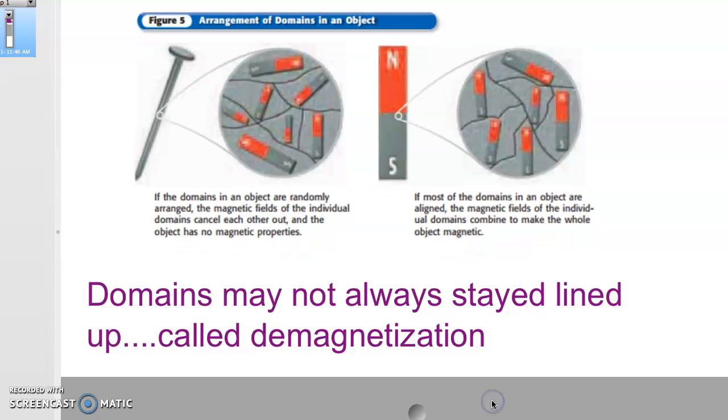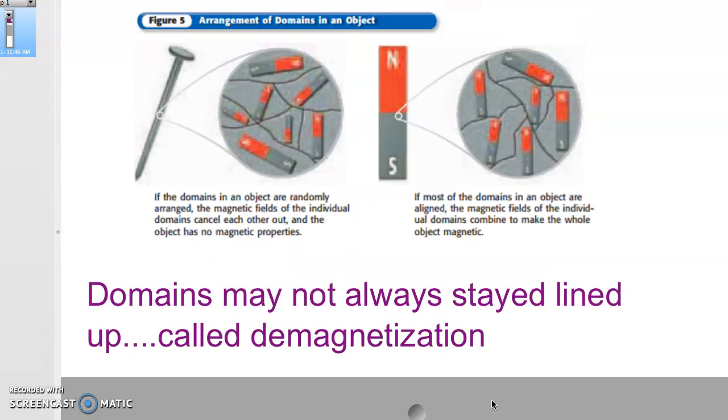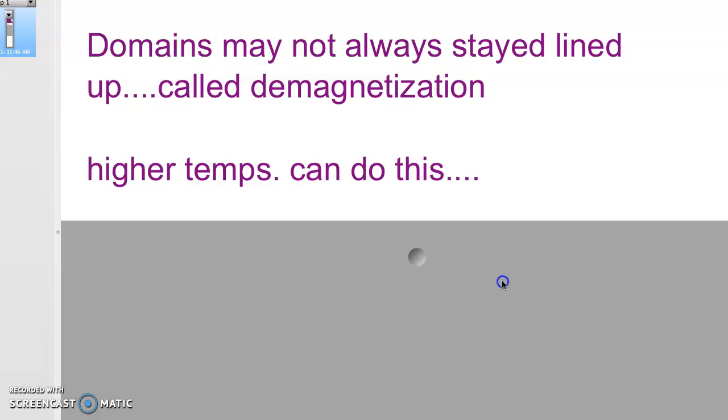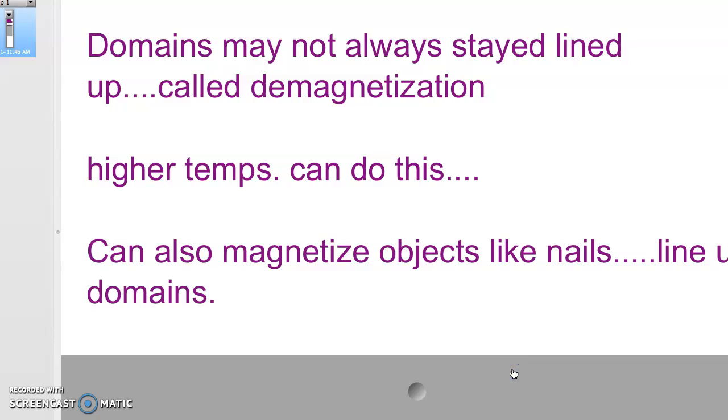They may not always stay lined up, and so magnets can become what we call demagnetized. We call that process demagnetization. So there are permanent and temporary magnets, in other words. If something gets really hot, that can cause a magnet to be demagnetized. We can also magnetize things like nails.